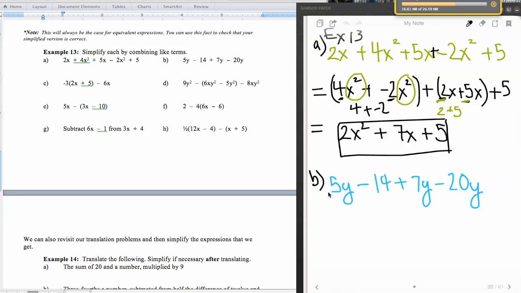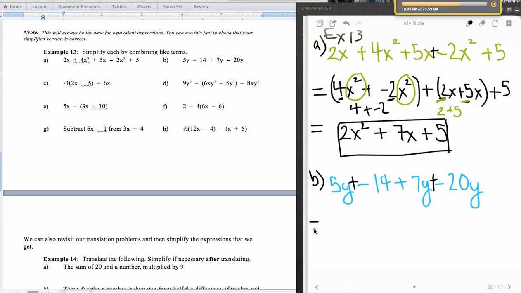All right, let's continue on with our next example, part B. We have 5y, and we have 7y, and we have negative 20y. But you know, we've got some subtraction in here. So let's first of all change this all to an addition problem. So there we go, we have addition now.